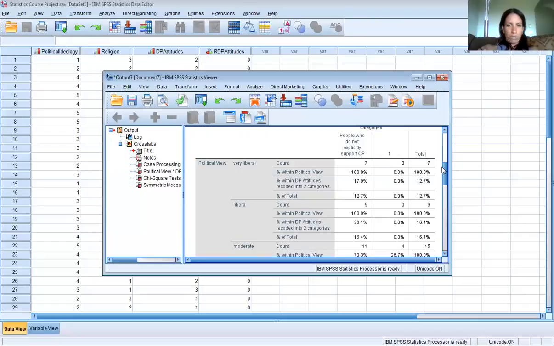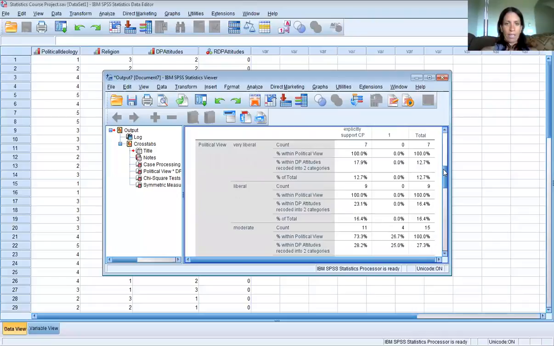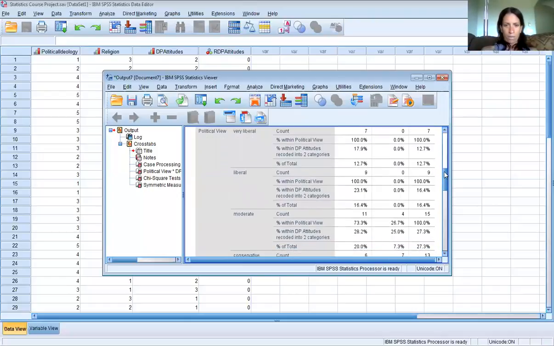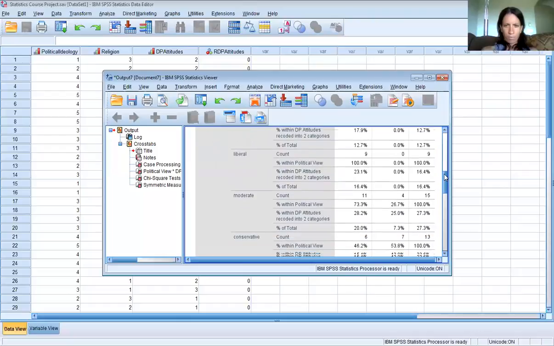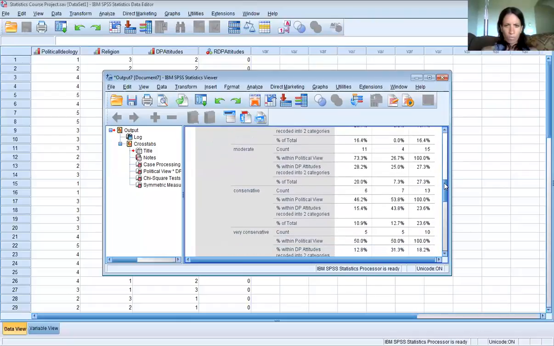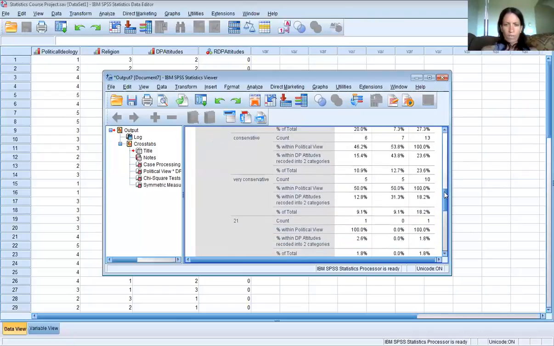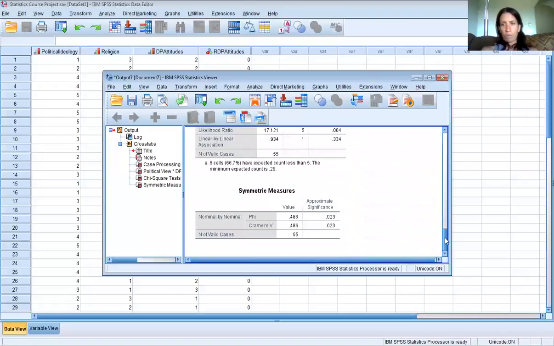That's why you need the measures of association, and that's why you need to look at the chart. So you would need to look and say, okay, people who are very liberal explicitly support versus do not explicitly support. So you can go through the chart, but you would do this for your own variables.